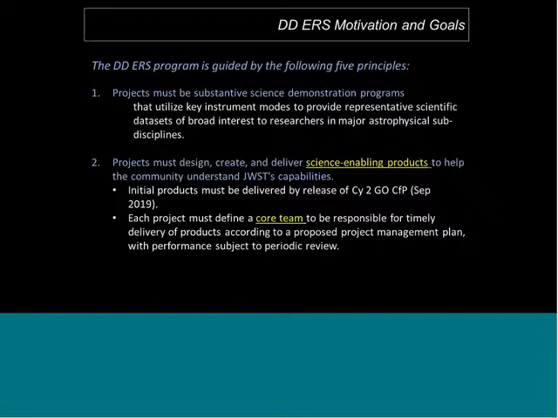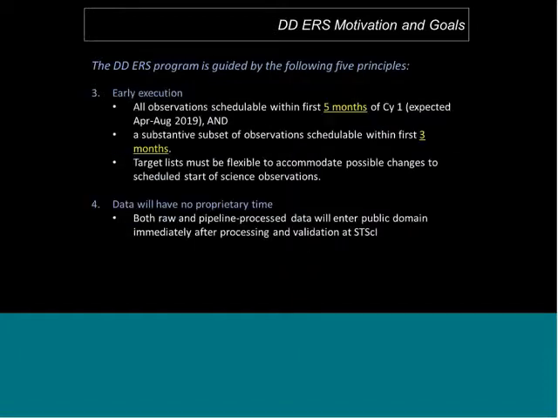Design, create, and deliver science-enabling products to help the community understand JWST's capabilities. These products have to be delivered by release of the Cycle 2 Call for Proposals, so that's September of 2019. Each project has to define a core team to be responsible for the delivery of these products according to the proposed management plan, which you have included for an ERS proposal, with performance subject to periodic review.